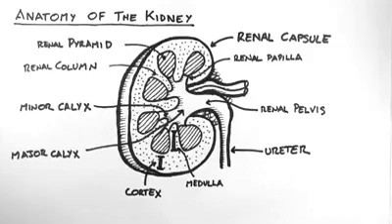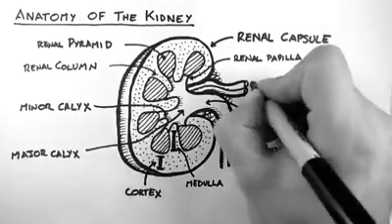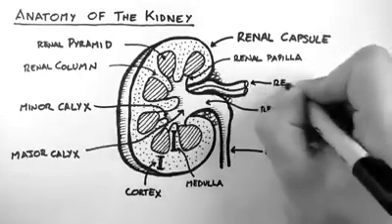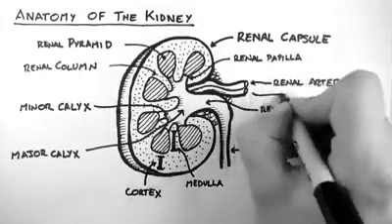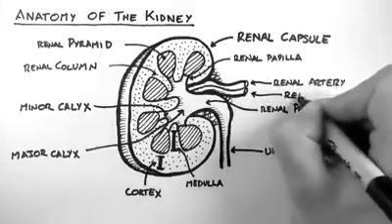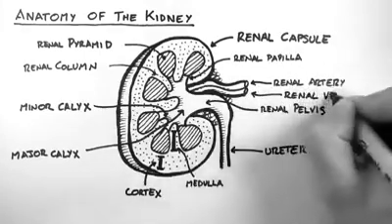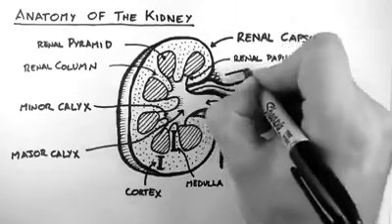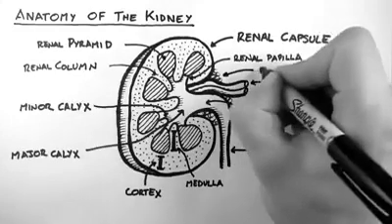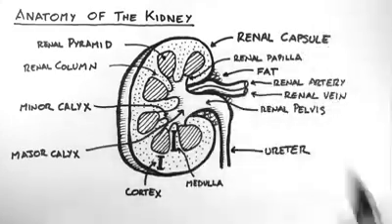The last thing we need to look at here is the blood supply to and from the kidney. So we have the renal artery bringing blood to the kidney, and the renal vein taking blood from the kidney. The area where the renal artery, the renal vein, and the ureter enter the kidney is called the hilum, and surrounding the hilum we find perinephric fat.